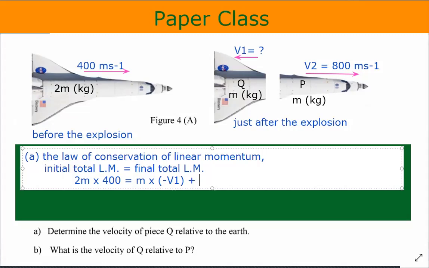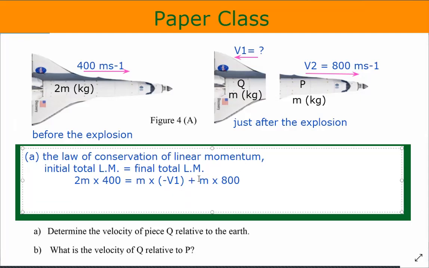The direction of the velocity v1 is opposite to the direction of the equation. I have applied the equation on the right hand side, which means the direction of 400 is the direction of v2. So as the direction of v1 is opposite to the direction of the equation, I should use a minus sign. The mass of the piece Q is simply m. Its velocity is 800, it's not a problem.